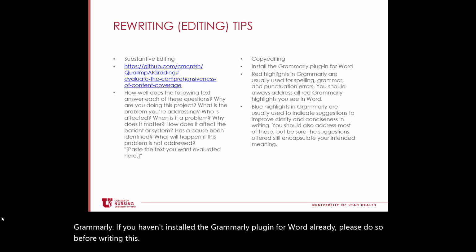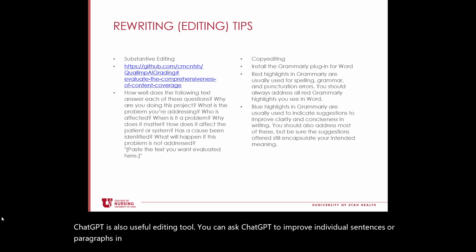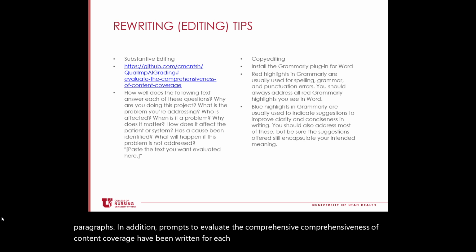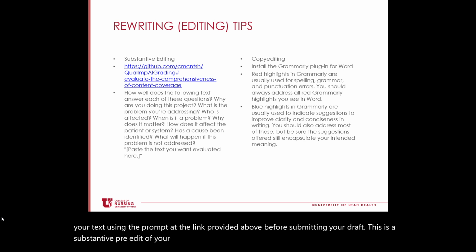ChatGPT is also a useful editing tool. You can ask ChatGPT to improve individual sentences or paragraphs. In addition, prompts to evaluate the comprehensiveness of content coverage have been written for each section of your manuscript. You should evaluate your text using the prompt at the link provided above before submitting your draft. This is a substantive pre-edit of your work. You should be using Grammarly for help with copy editing.